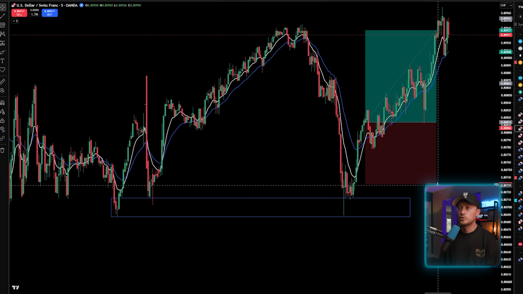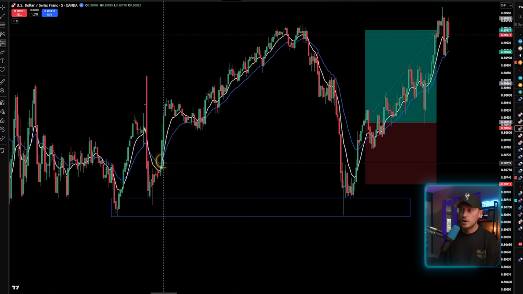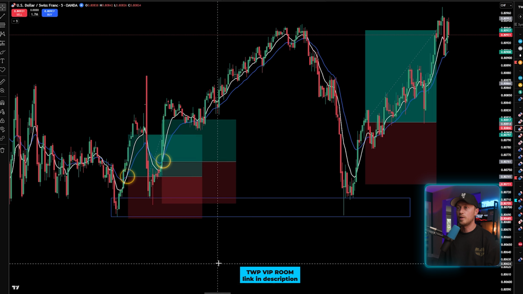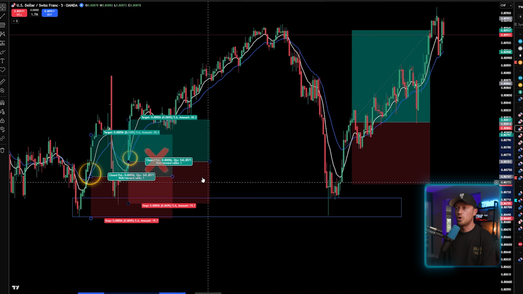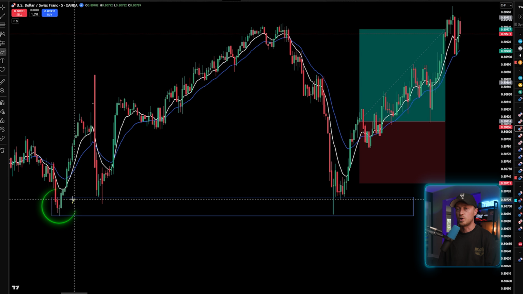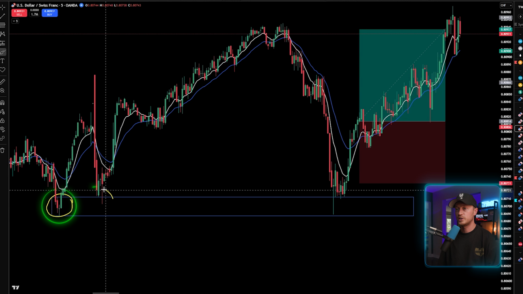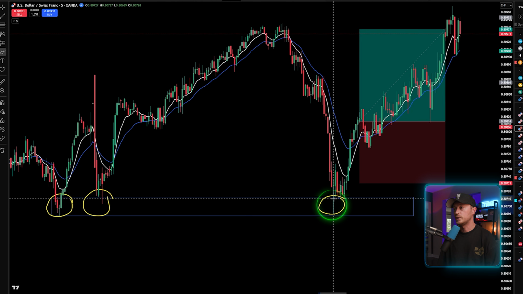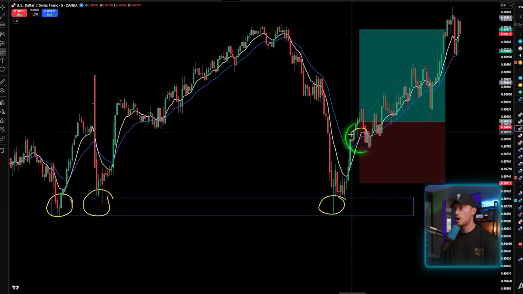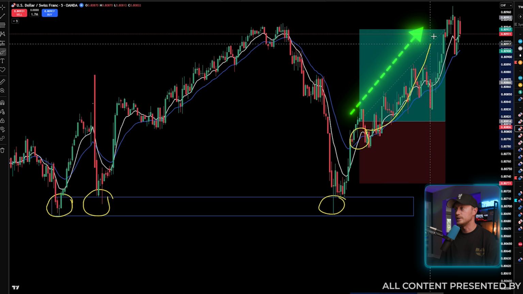It would have been great to get in at this cross right here and potentially this cross right here as well, but there wasn't a strong level of support. Right here is where we get the strong level of support. You got 1 touch, 2 touch, 3 touch. You get the confirmation that level is holding. You get the cross confirmation right there, and then I'm into the trade.